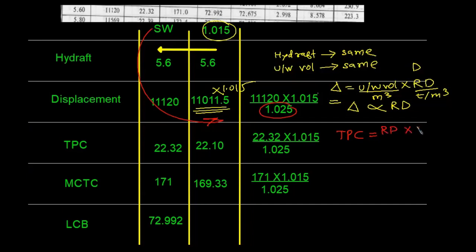TPC is relative density into water plane area divided by 100. Or simply, in Captain Subramaniam's book, they write it like this: 102.5 A upon 100. So 1.025 is the relative density, and A is the water plane area divided by 100. Why 100? Because we are talking about tons per centimeter.